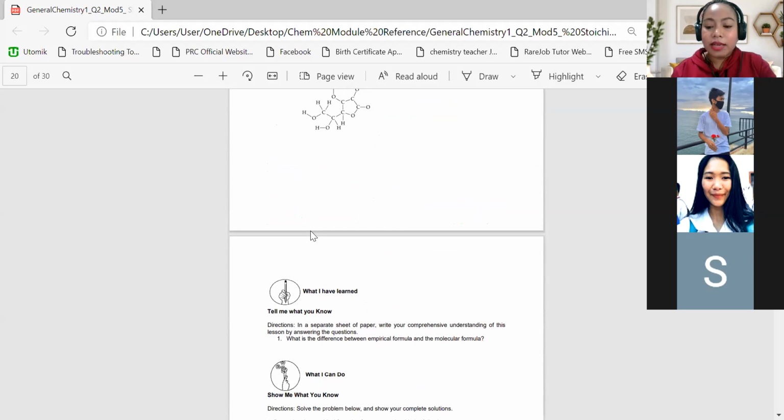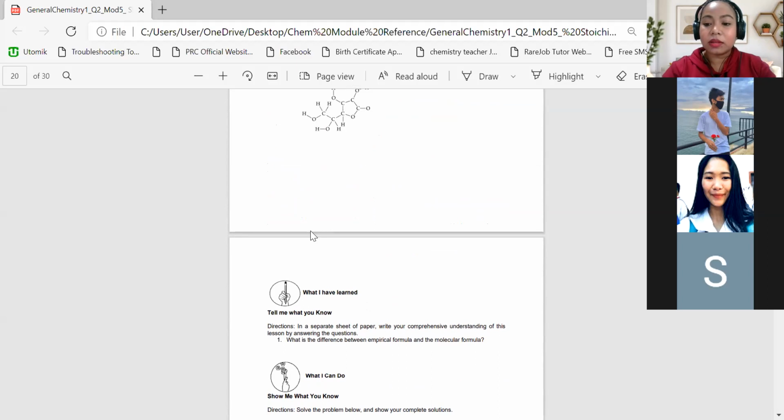Ma'am, about the question of Ma'am Rika, what if it is 1.99? What is the nearest whole number? 2, ma'am. You subtract the 1.99 from 2. What is your difference? 0.01, ma'am. Is it greater than 0.1 or less than 0.1? Less than, ma'am. Is it an acceptable number or not?